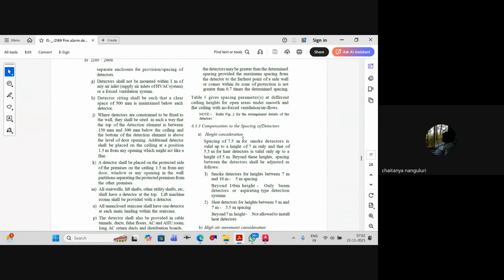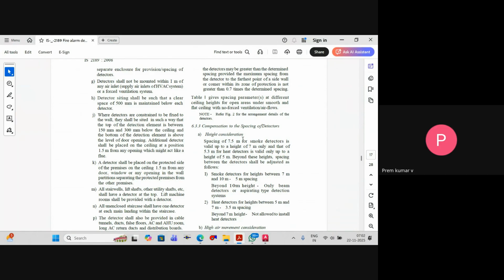So if the height from the bottom of your false ceiling to the floor is up to 7 meters, your distance between two detectors will be 7.5 meters. If your height is above 7 but less than 10 meters, your distance between detectors will only be 5 meters. If it is above 10 meters, then you will use beam detectors only, or aspiration, that VESDA system I told you about, right? That will be used. Am I clear?